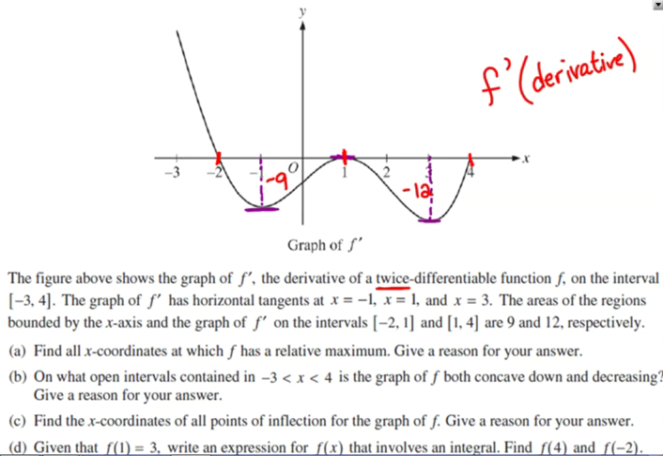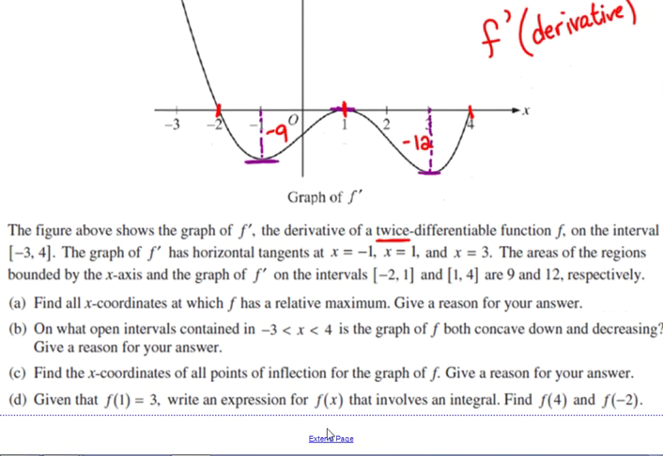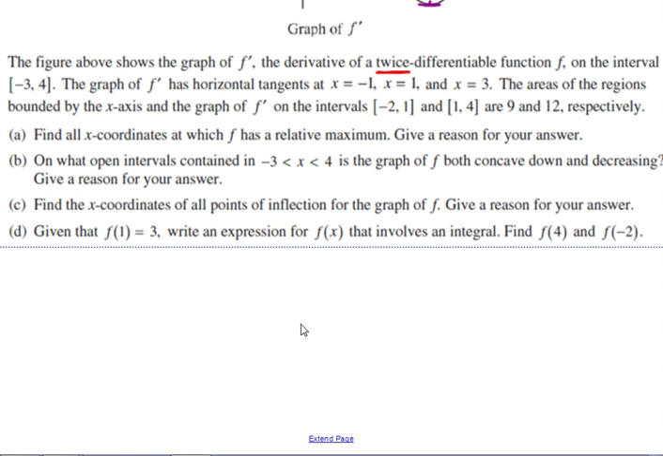We don't know about the area between -3 and -2. They didn't tell us. All right, let's look at A. Find all x coordinates at which f has a relative maximum. So like we did yesterday, before I even look at the graph, I want to establish in my head what the relationship between f having a maximum and f prime is. So I'm going to write it down in words.